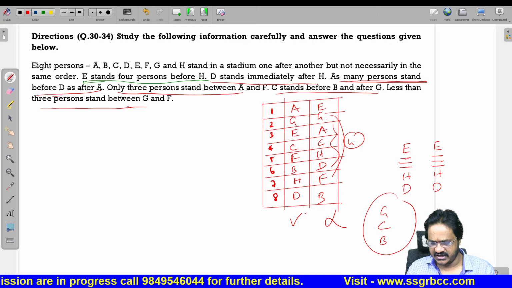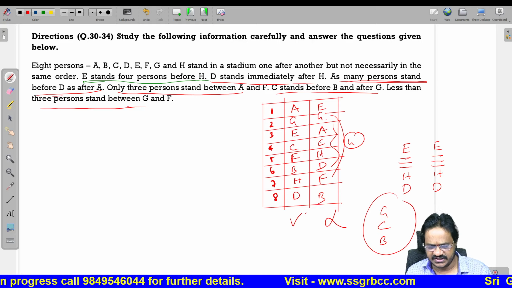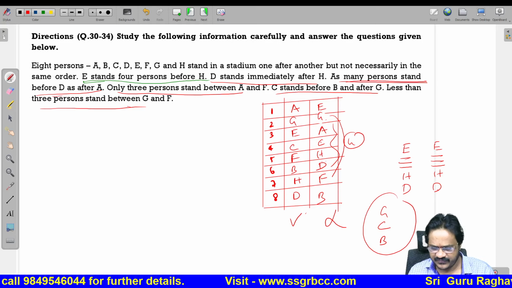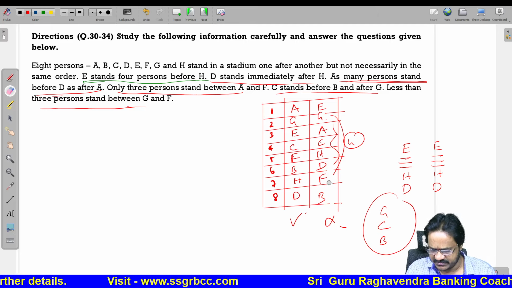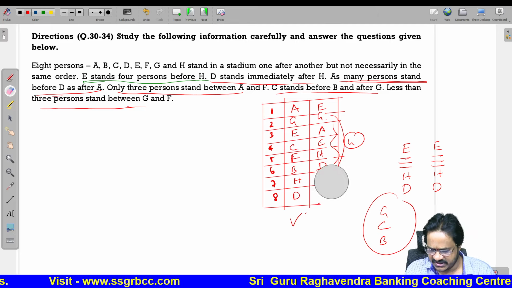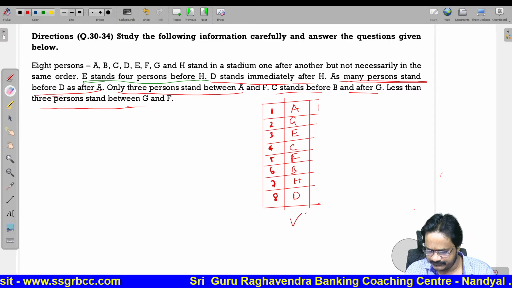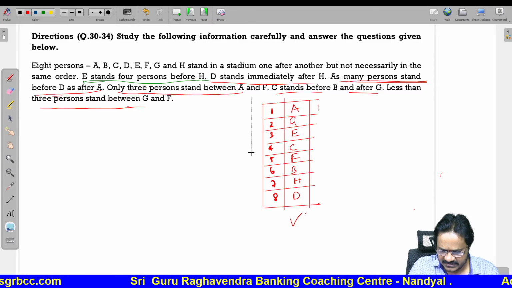So the correct arrangement is A, G, E, C, F, B, H, D. This is the correct arrangement. Now let us answer the questions.